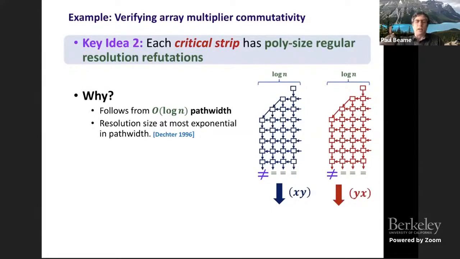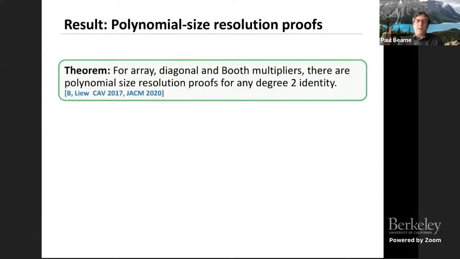'96 and others. So the net result of this is that for all of the standard multipliers like array, diagonal, and Booth, there are poly-size resolution proofs. In fact, you can extend this not just to multiplier commutativity, but to any ring identity. And Vince and I had the paper on this in CAV and the journal version in JSM last year.